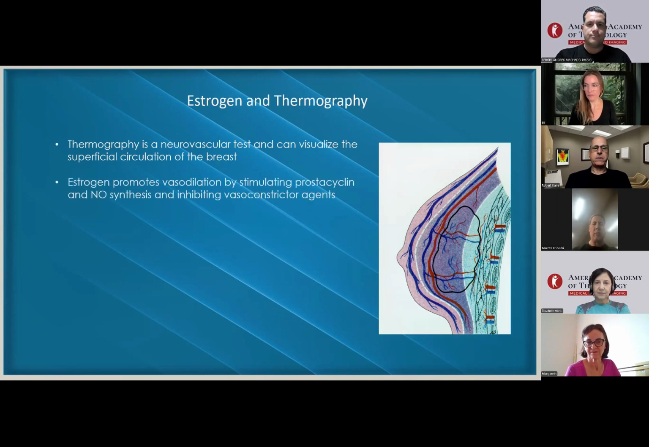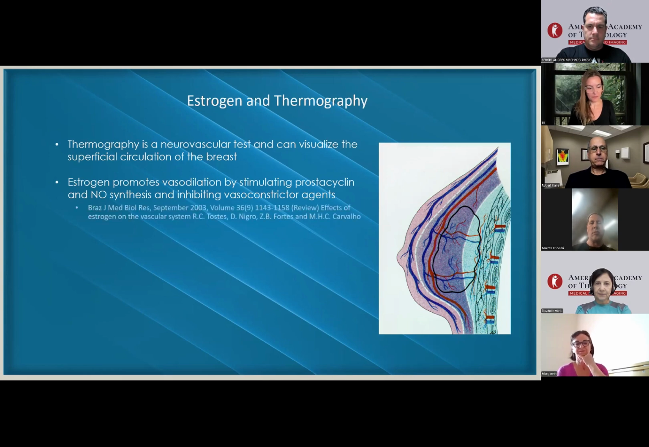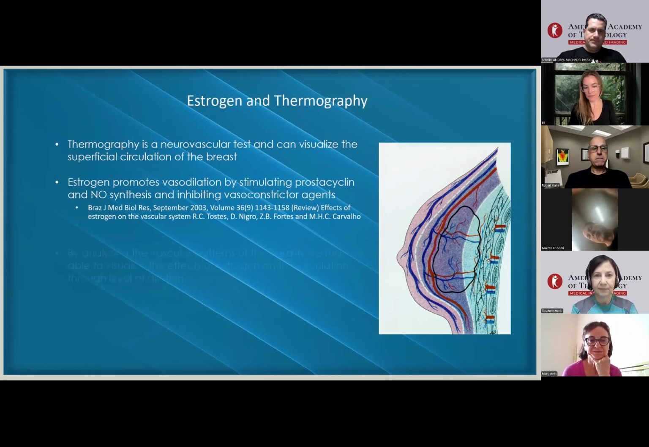Now, estrogen physiologically will promote vasodilation, and it does this by stimulating prostacyclin production and nitric oxide synthesis, along with inhibiting vasoconstrictor agents. And this is important because what it tells us is if we're going to be looking for a signal of estrogen, we need to be looking at vasodilatory situations, so heat occurring in vascular patterns. This information was taken out of the Brazilian Journal of Medical and Biological Research in 2003.